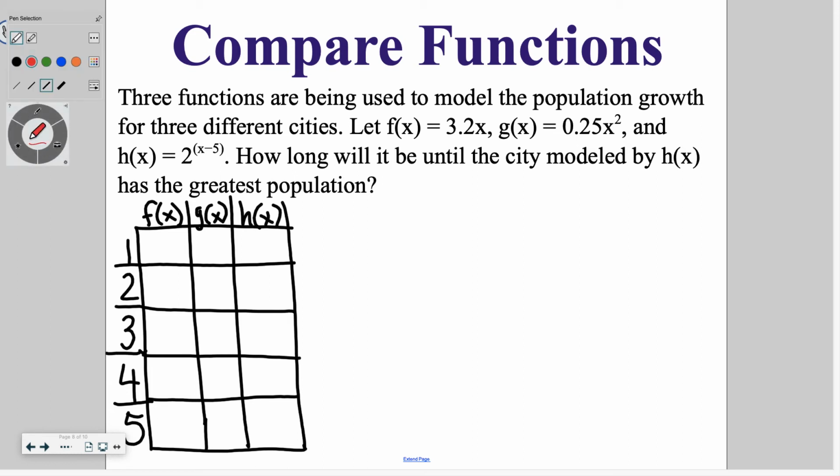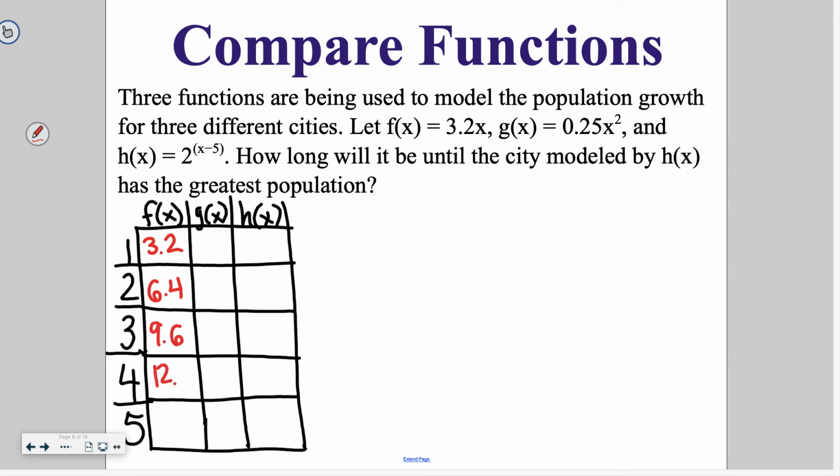So if I go through and do f of x and I plug in 1, I get 3.2, 2 is 6.4, 3, 9.6, 4, 12.8, and 5 is 16. Then I'm going to go through and do the same thing. So plugging all of 1, 2, 3, 4, and 5 into g of x, I'm going to get 0.25, and then I get 1, and then I get 2.25, and then for 4, I get 4, and for 5, I get 6.25. Then I'm going to go ahead and plug all of those numbers into h.